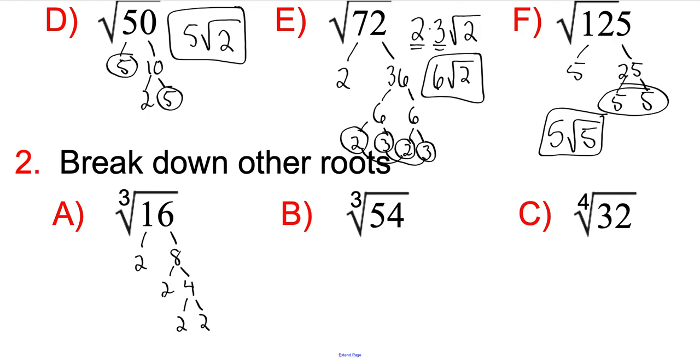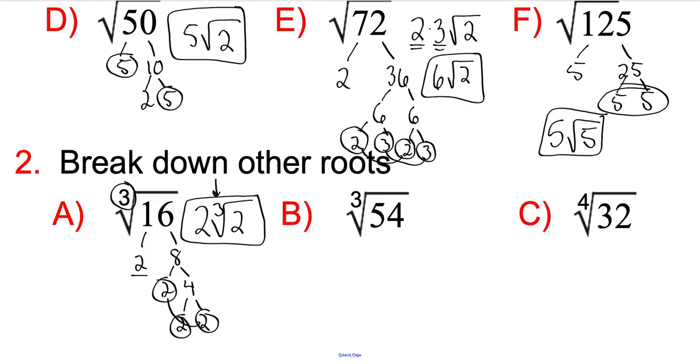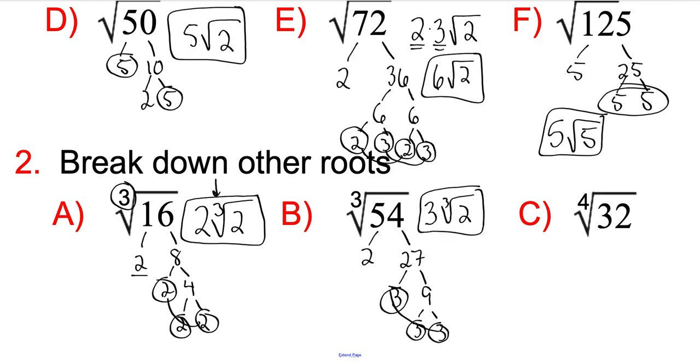Okay, now we're looking for 3 of a number. So 1, 2, 3 2s. Since we have 3 of those, they all come out in front as a regular 2. That one goes back. And you have to remember, put the index back with it, okay? Because it's not a square root, it's a cube root. The indexes never change. Okay, let's break 54 down. So 2 and 27 is 3 and 9 is 3 and 3. So we have a triplet of 3s. Those come out, and then we have the 2 that goes back underneath there.